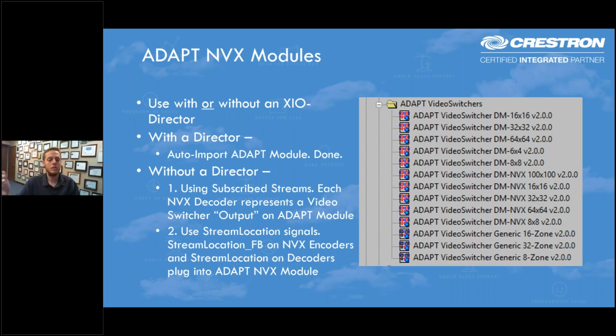And then the second way to do it is if you don't want to use subscribed streams. I think actually the easiest way to program NVX is to use this second method here, and that is to use these stream location signals. Essentially, you're going to plug in these stream feedbacks from your NVX encoder so that we know the URL that your encoder is streaming out to. And then we're going to feed those URLs, the appropriate URLs, to the decoder stream location to essentially say, hey, Mr. Decoder, go decode this stream now. This is the URL that I want you to decode.